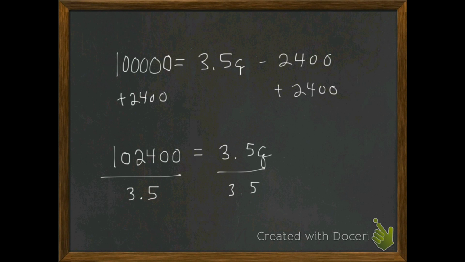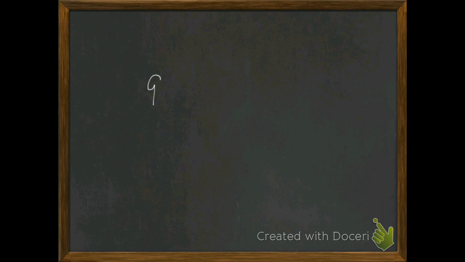And get your calculator. So 102,400 divided by 3.5. And remember, always round up. So we're going to have to produce a lot of items here to make this much profit. So it looks like it's going to be 29,258 items.